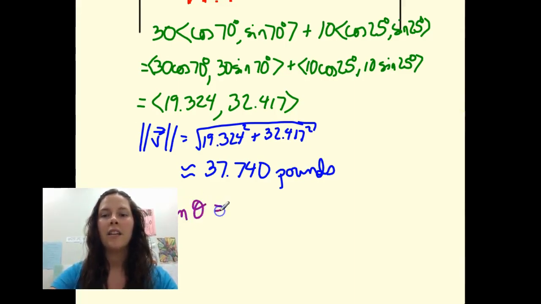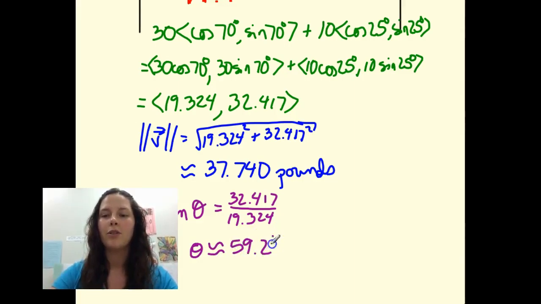Finally, finding that direction angle. Tangent of theta equals the y component of our vector, which was 32.417, over the x component of 19.324. Taking the tangent inverse of both sides, we get a direction angle of about 59.2 degrees.